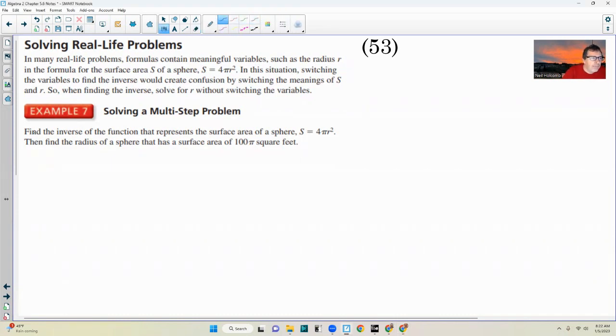It says, find the inverse of the function that represents surface area of a sphere, S equals 4 pi r squared. Then find the radius of a sphere that has a surface area of 100 pi square feet. Okay, so first thing we're going to do is solve for r. Remember it says without switching. So I'm going to get r by itself. So in order to get r by itself, I want to divide both sides by 4 pi. If I divide by 4 pi here and divide by 4 pi here, I get s divided by 4 pi.